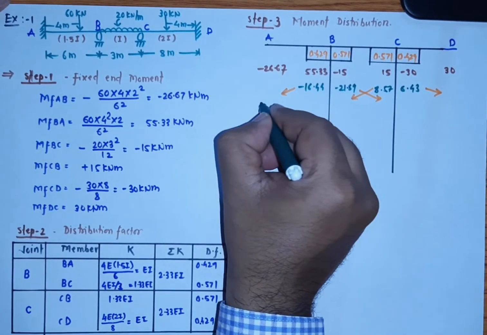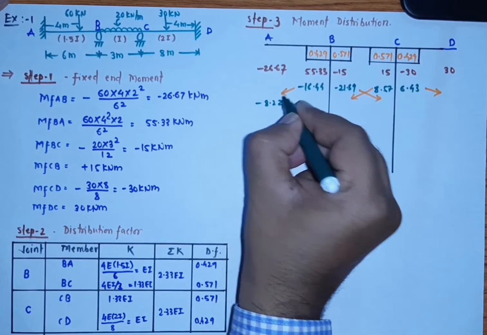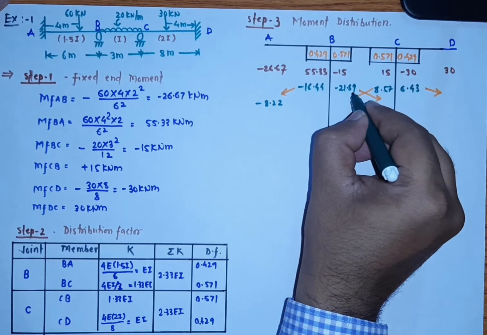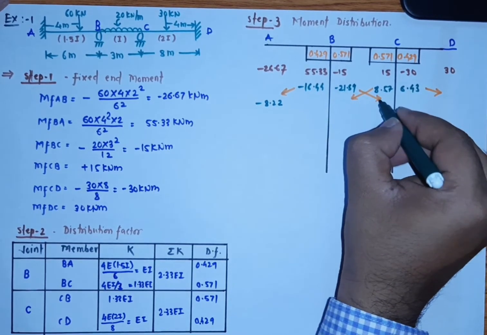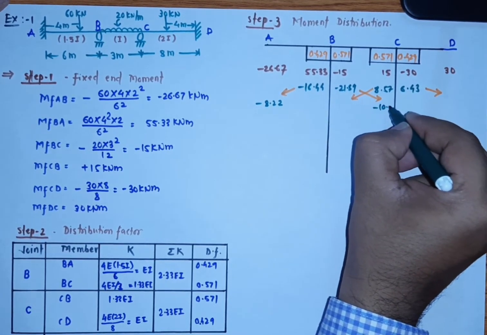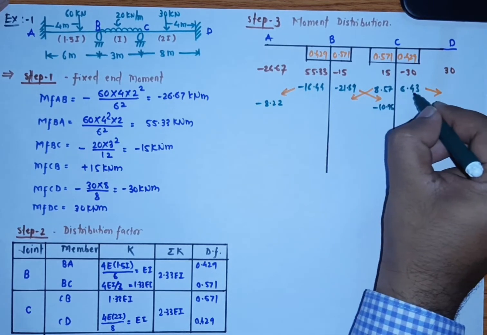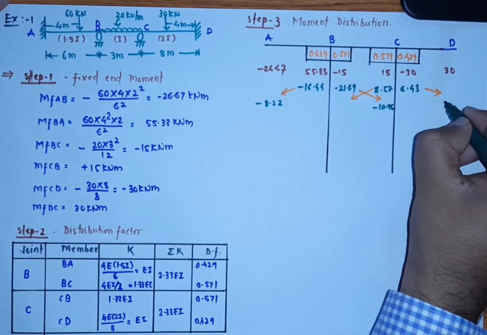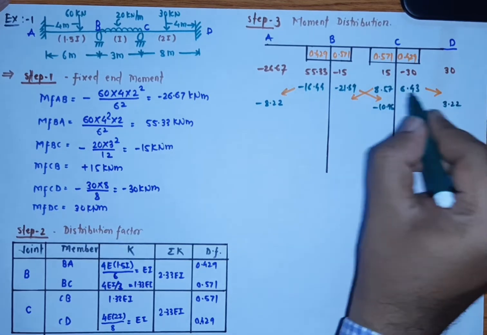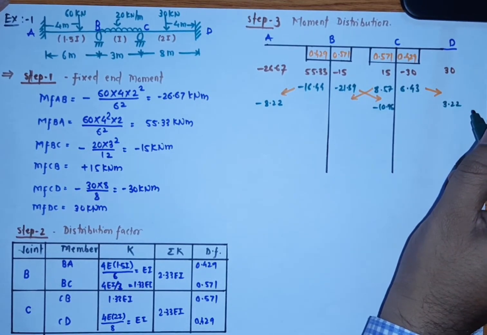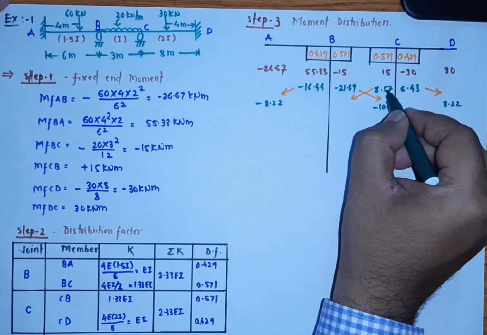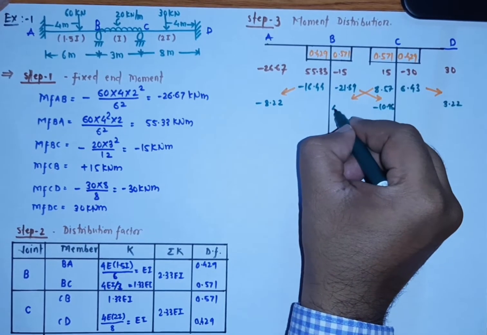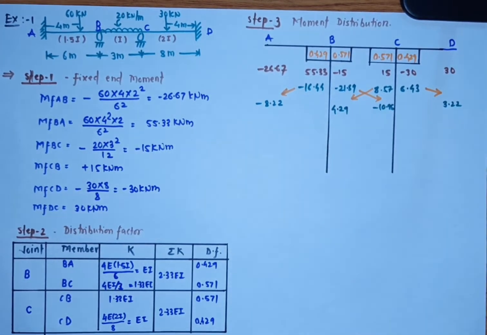These half values will be as follows. 16.44 divided by 2, it will be minus 8.22. Minus 21.89 divided by 2, it will be minus 10.95. 6.43 divided by 2, it will be 3.22. As it is, we have to transfer, we don't want to change any sign. 8.57 divided by 2, it will be 4.29. So we'll get these values.